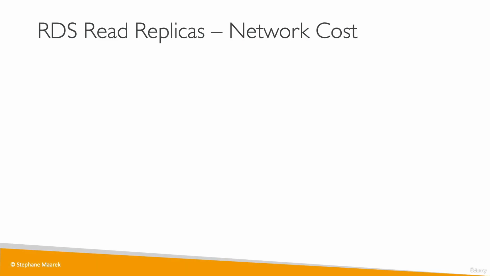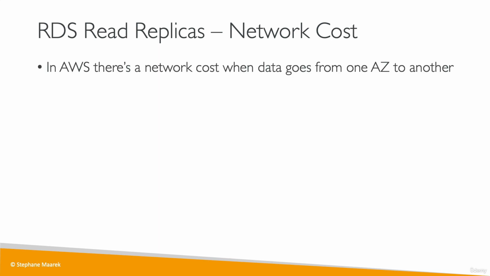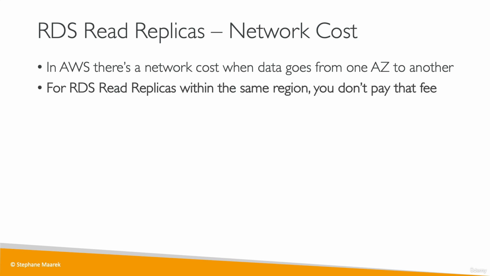So let's talk about the networking cost associated with RDS read replicas. In AWS, you should know that normally there is a cost when data goes from one availability zone to another. But there are exceptions, and these exceptions are usually for managed services. So RDS read replica is a managed service. If your read replica is within the same region, okay, different AZ, but same region, you're not paying that fee.